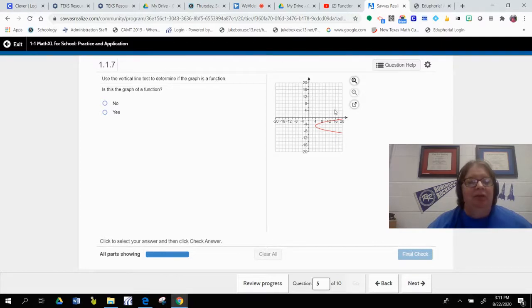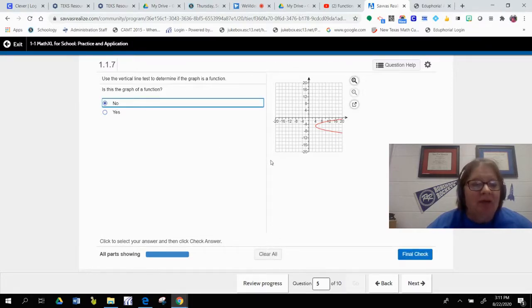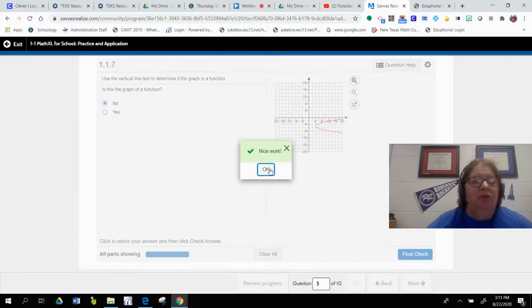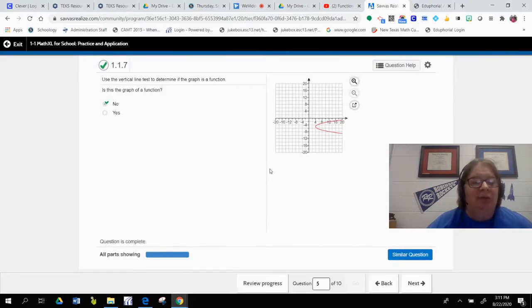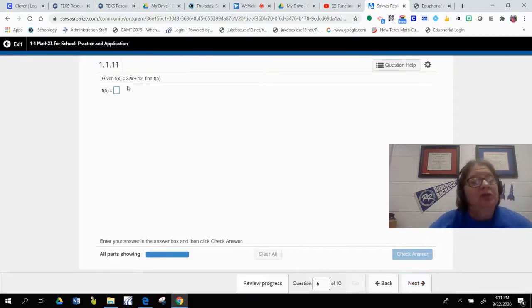Given f of x equals 22x plus 12, find f of 5. Notice this says f of x, this says f of 5. So they changed the x to a 5. So change this x to a 5. In other words, this is called function notation. It just means plug this number in for x. So I need 22 times 5 plus 12. You can use a calculator on your phone. You could ask Siri. You could use your calculator.